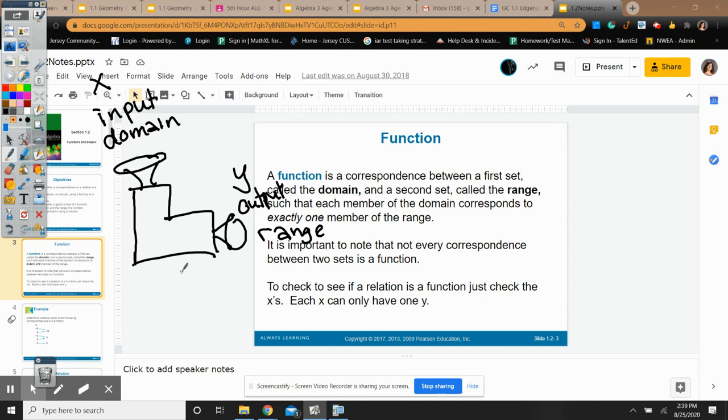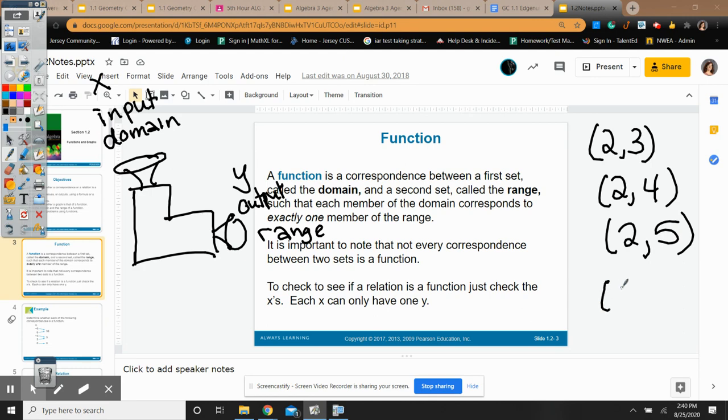And functions are different than just relations. Relations are just ordered pairs, random ordered pairs, like you did in elementary school where you would draw the pictures, and maybe it would be a pumpkin at Halloween time when you would connect all the dots. That's just a relation. There was no real pattern to it.